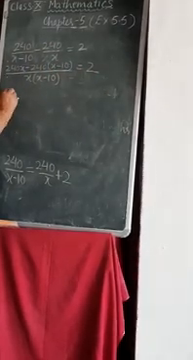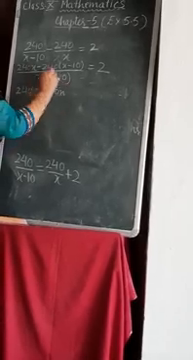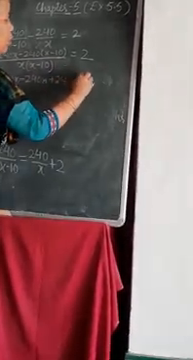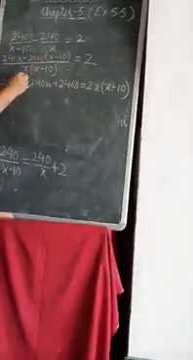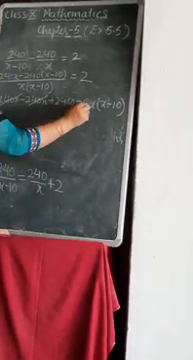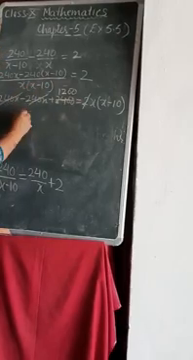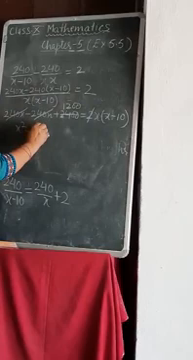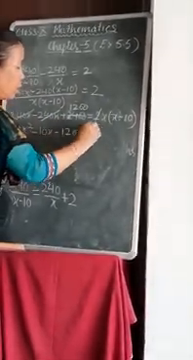So if you open the bracket, 240x minus 240x, and this minus minus will become plus, 2400 equals 2 into x minus 10. Here 240x will be cancelled by 240x. And if we open the bracket, we can divide this 2400 by 2 also. So it will become x square minus 10x minus 1200 equals 0.